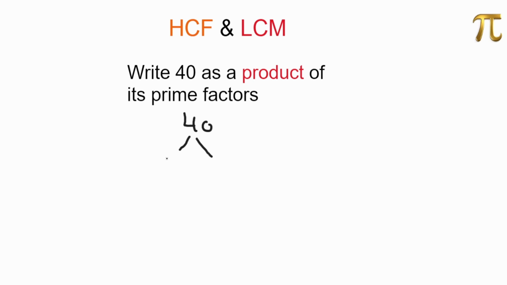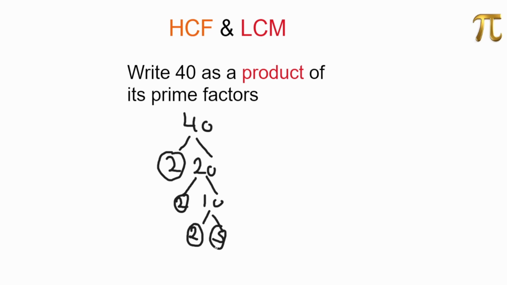You reduce this down. So 2 times 20. Now you reduce 20 down again: 2 and 10. You have 2 again: 2 and 5. You have another 2, and you have a 5, which is also a prime. So you now have three 2's. You're going to write this as 2 to the power of 3, times 5. And 40 is now expressed as a product of its prime factors.